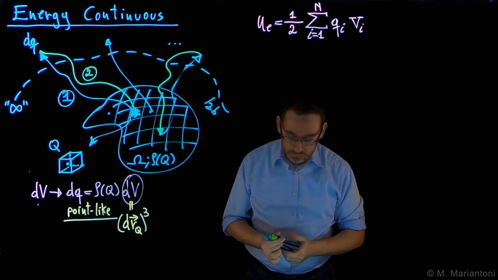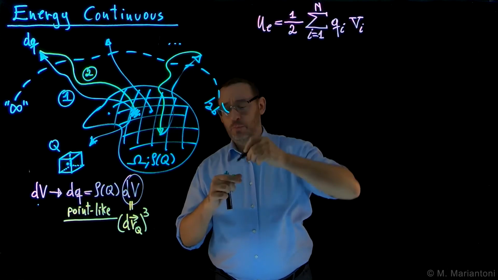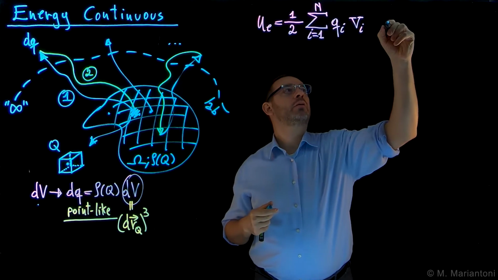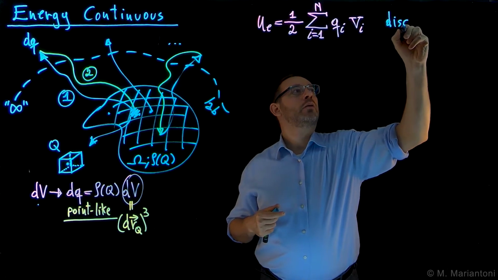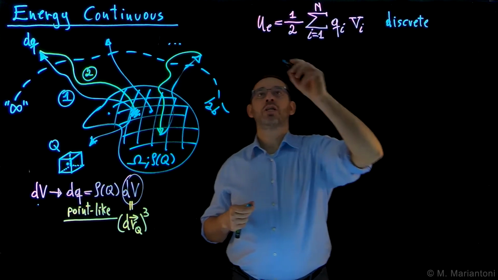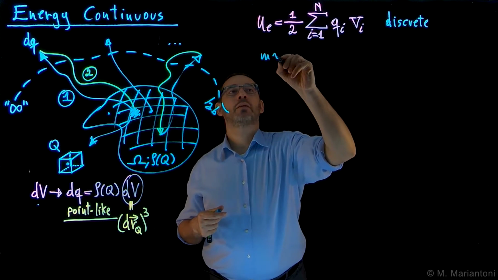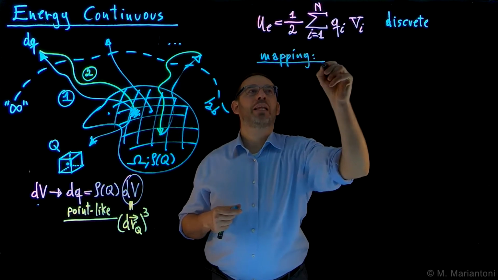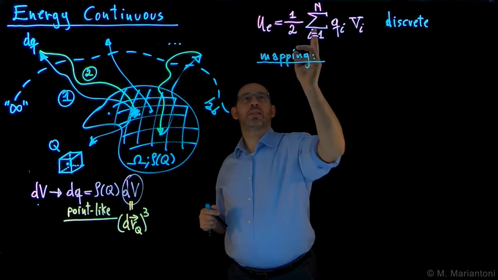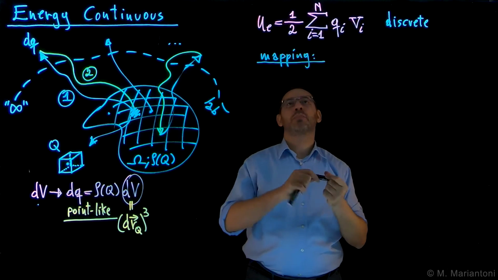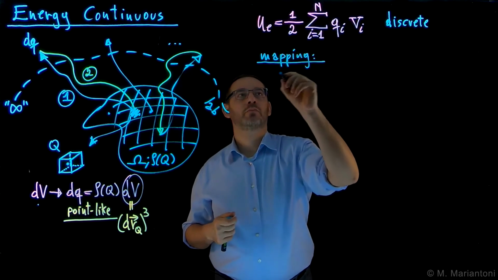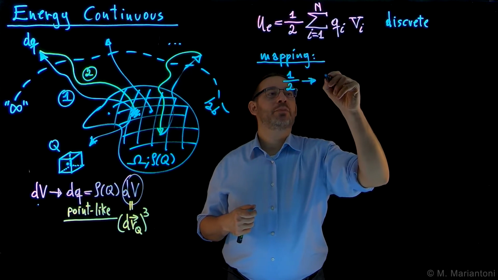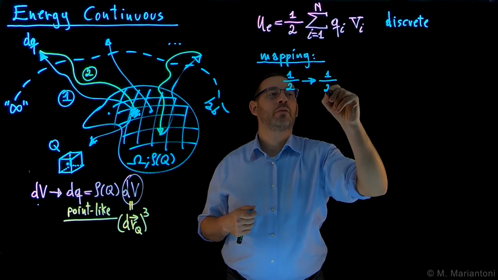Now we want to do a mapping from this discrete distribution to a continuous distribution. And what is the mapping which allows us to go from a discrete to a continuous? It's rather simple, the mapping. So the mapping is, of course, 1/2 remains, because we are using the same procedure, so it gets mapped to 1/2.